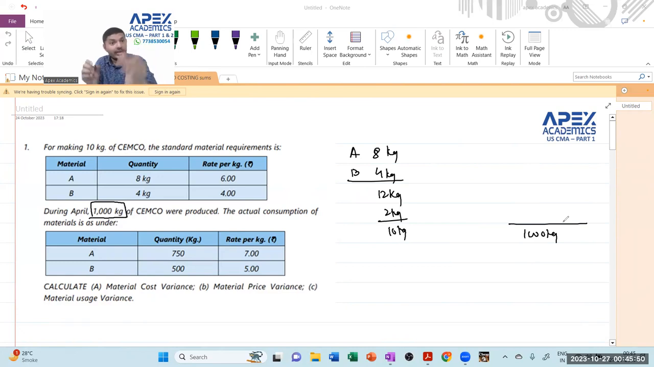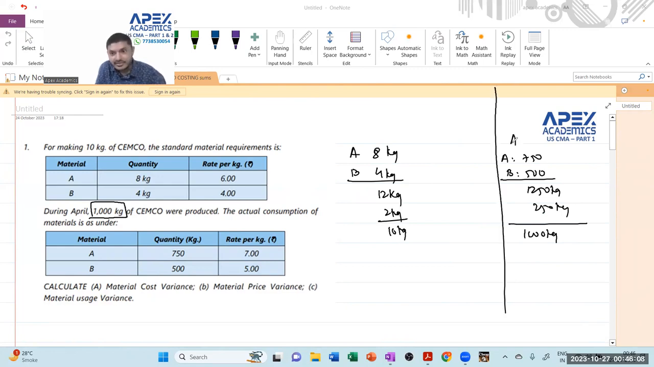But actual, you can't do any calculations. You have to see what is actual. Actual, A is how much? 750 and B is how much? 500. 1250. So can I say that 250 kg is my wastage? Agreed or disagree? Agreed? Yes? Speak up. Agreed? This is actual.